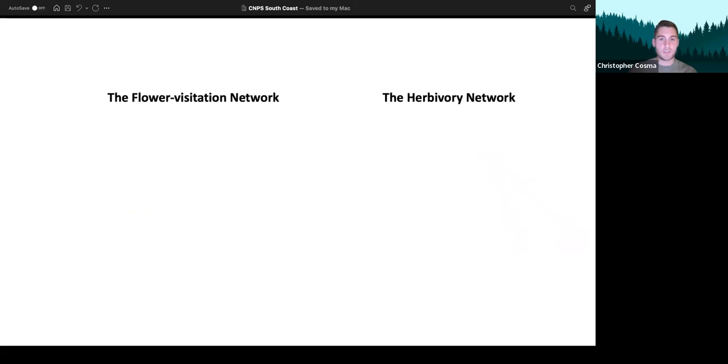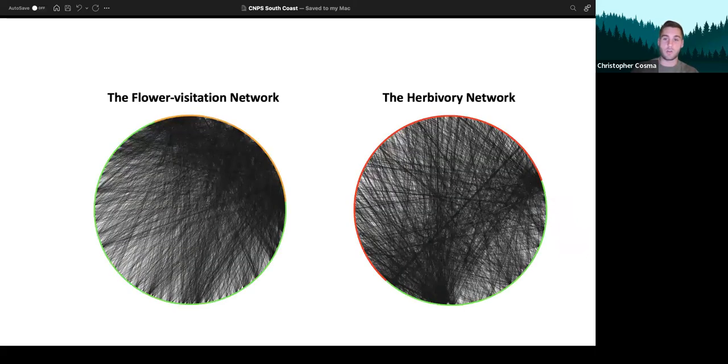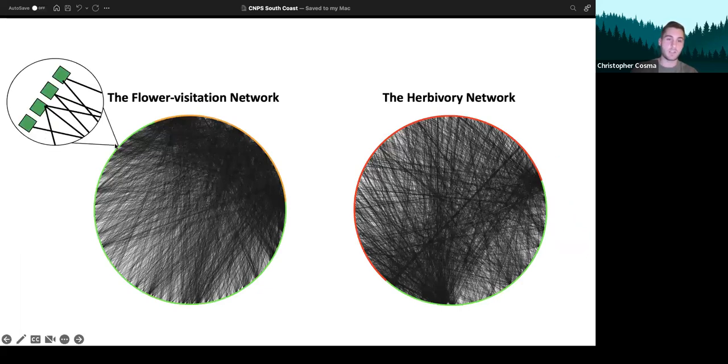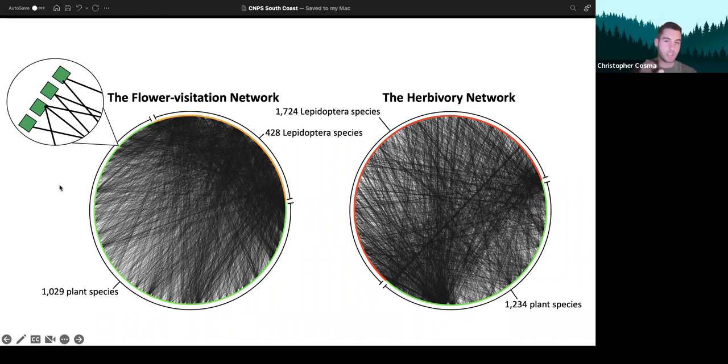It's really hard to visualize such massive networks, but I'm going to show you what are called circle graphs. What you see as a continuous line along the outside of these graphs are really hundreds of different species of plants and insects, represented by these shapes, connected with the rest of the network through their interactions, represented by these lines. Between the flower visitation network, which is the interactions between adult butterflies and moths and the plants they visit for gathering nectar, and the herbivory network, which is the interactions between our caterpillars and their host plant species, we have thousands of native plant species in California, thousands of native butterfly and moth species, and thousands of interactions recorded in the state.